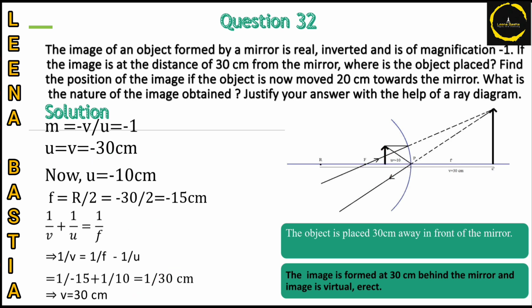Now you have to answer. First of all, the object is placed 30 centimeter away in front of the mirror. It is the first case, this question's answer. And secondly, in the second condition, it is asking what the position of the image is. So the image is formed 30 centimeter behind the mirror, and the image is virtual and erect. Obviously, behind the mirror means it is virtual and erect.